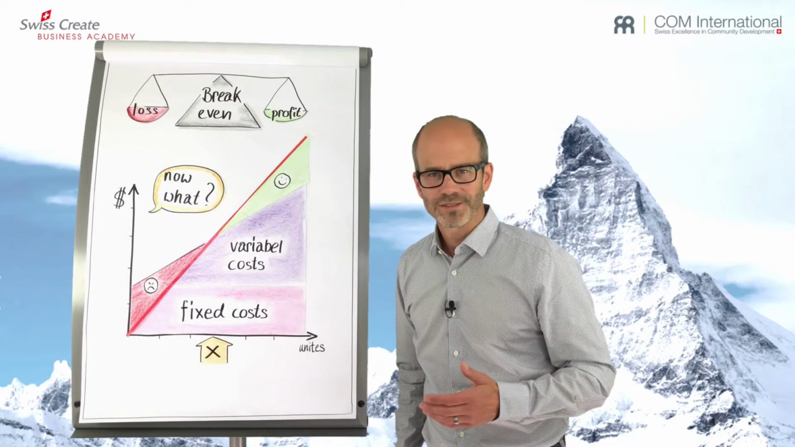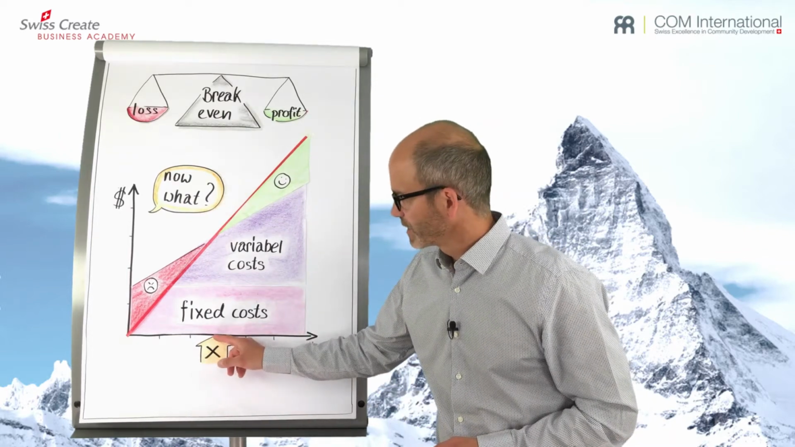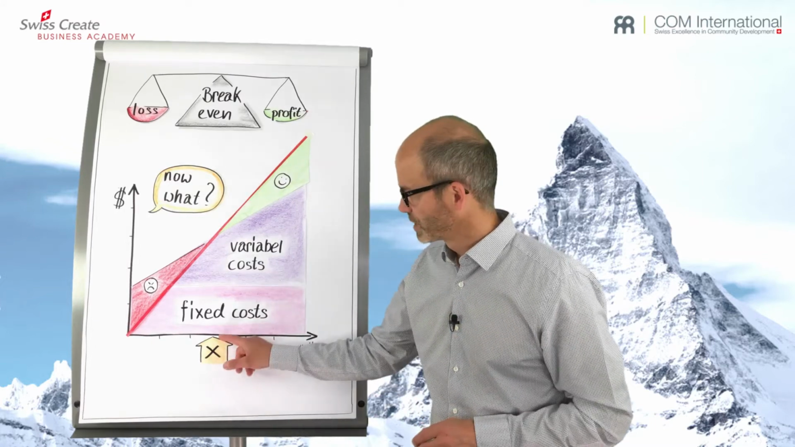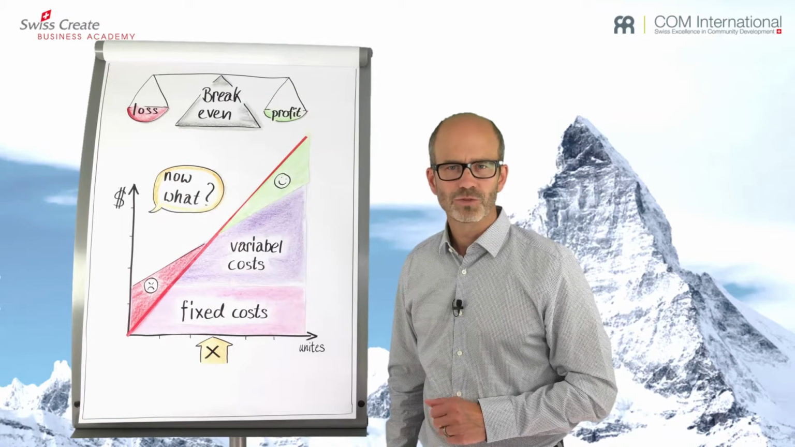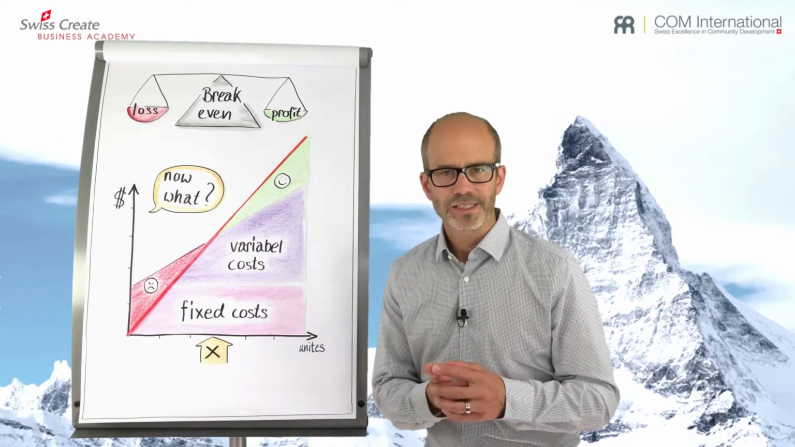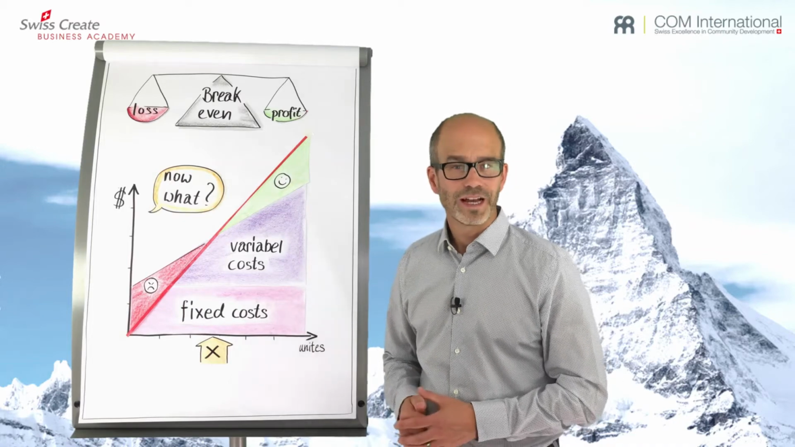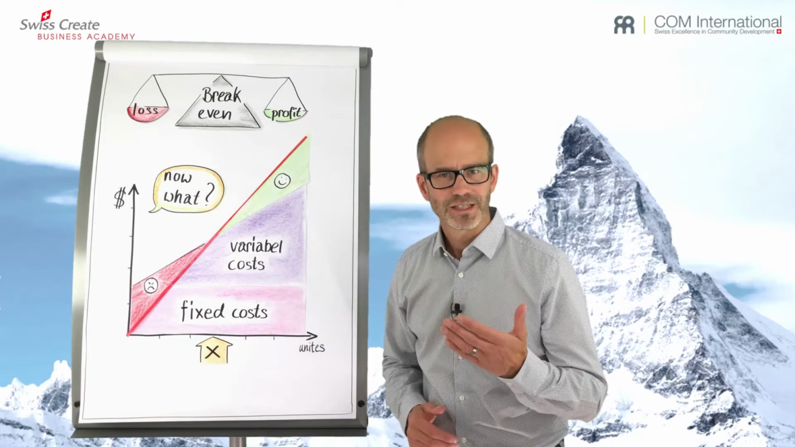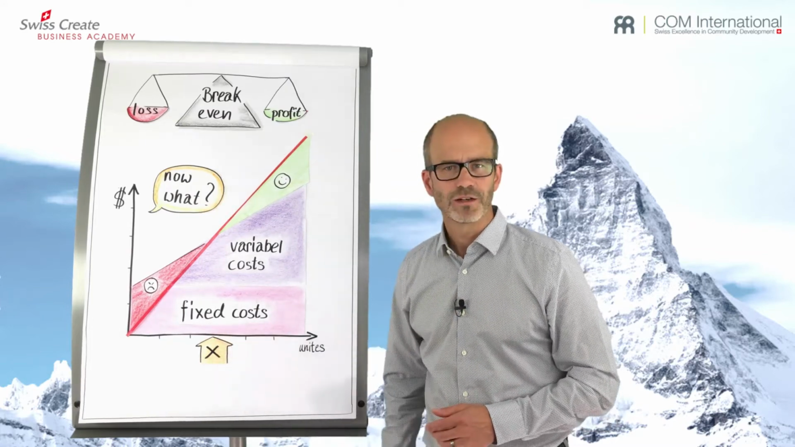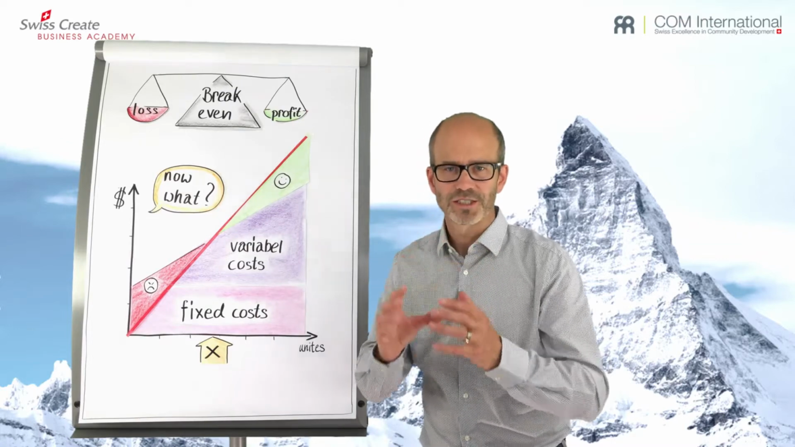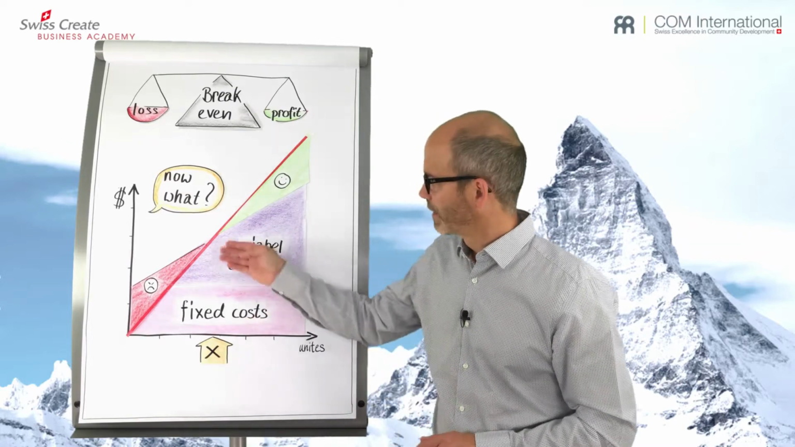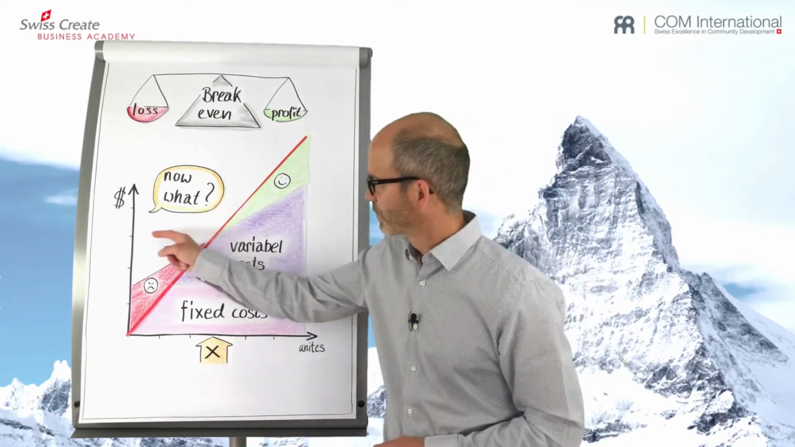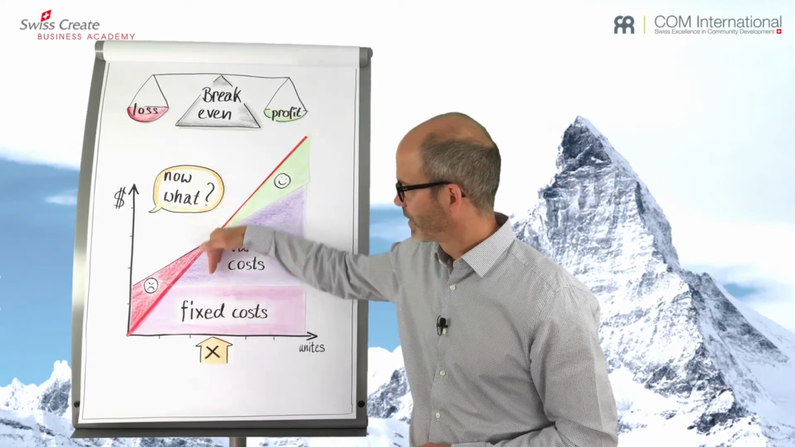Now again, now what? With the knowledge of this quantity, I have to ask myself, am I able to produce this quantity of my products? Do I have enough space to produce and store? Do I have enough employees to produce? Is my machine capacity sufficient to produce this quantity of products? These are all the questions you have to ask yourself with the knowledge of your break-even point. It's not a question of turnover, it's a question of quantity.